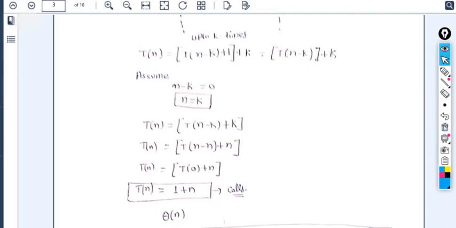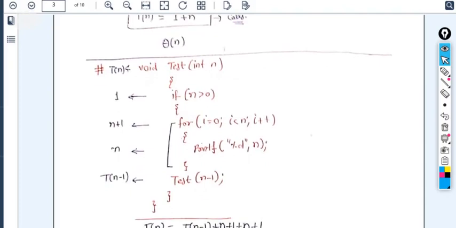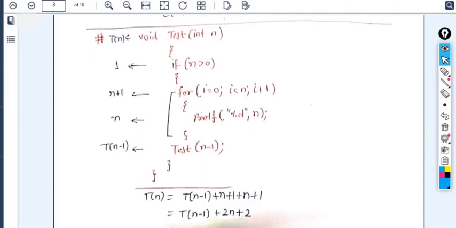You can apply any of the methods in order to get the solution of the recurrence relation. The answer will remain the same throughout the session. So next is the next example that you can take here. This one. This is the algorithm or function, you can say, test(int n).